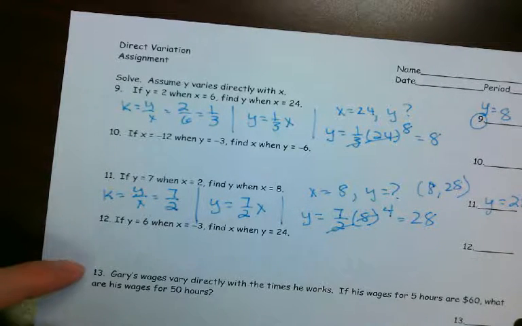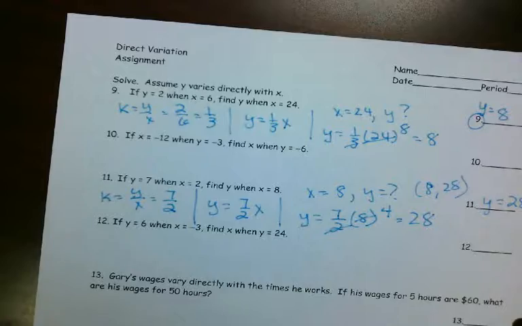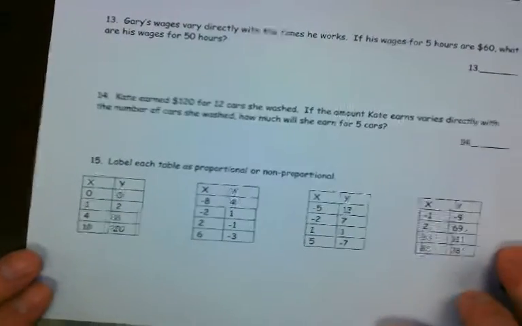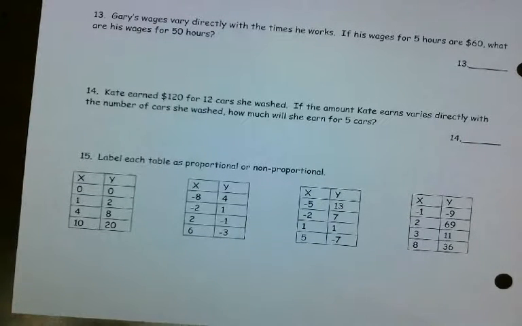Alright, I'm going to skip the word problems 13 and 14, and I really want to go down to the tables, because I think those are really important. When I first looked at those, I was like, how can I teach them to go in and see if it's proportional or not?